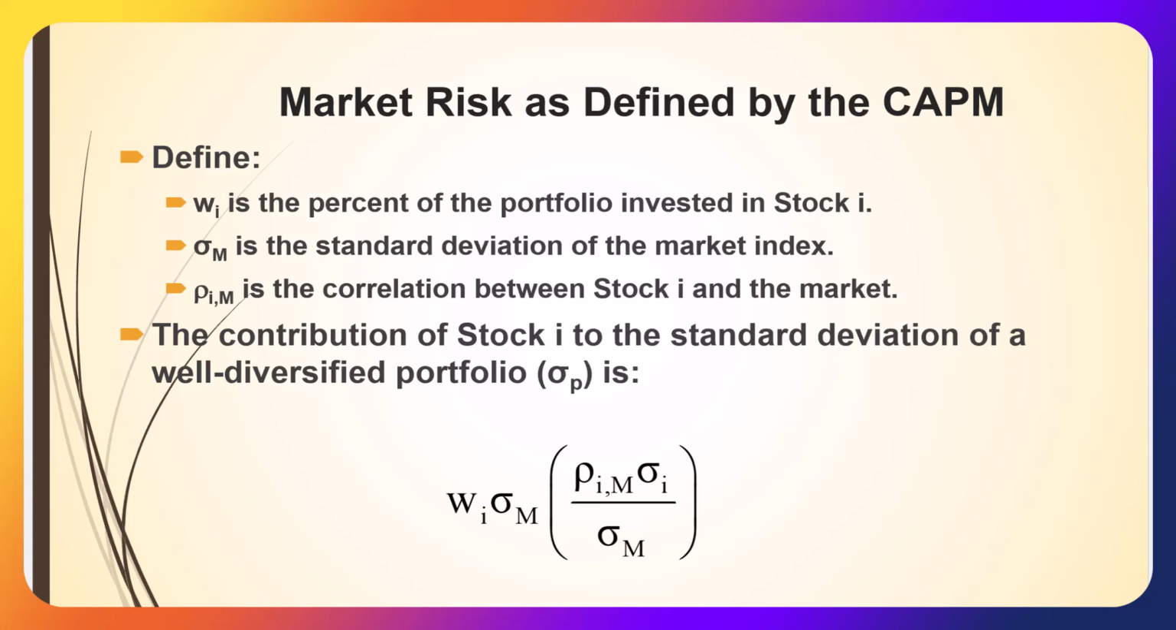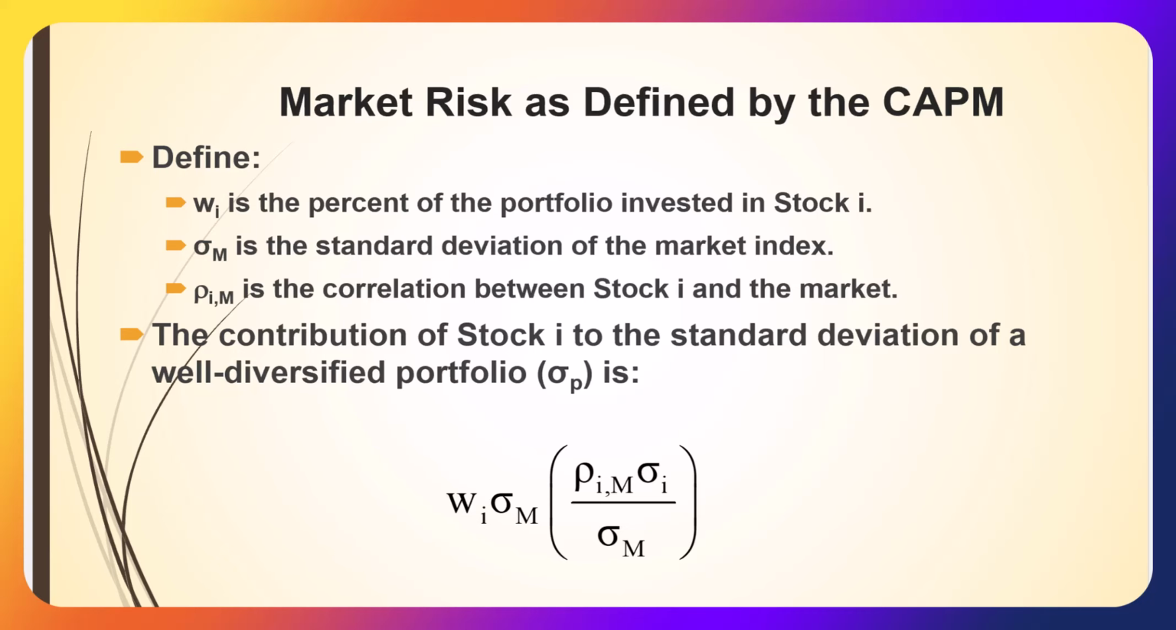Now let's discuss market risk and how it's measured using something called beta. Again, market risk is the portion of an asset's total risk that cannot be eliminated through diversification. It arises from several factors like economic downturns, political events, global market changes that affect all stocks to some degree.